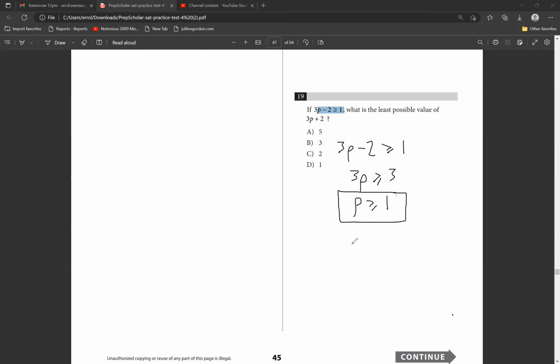Now, if p is greater than or equal to 1, 3p plus 2 is, what does it say? What's the least possible? So the least would be 1 here. That would be 5. If p is greater than or equal to 1, the smallest it could be is 1. So 3 times 1 plus 2 is 5.